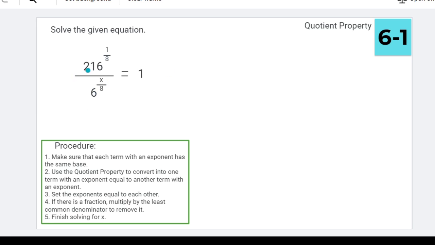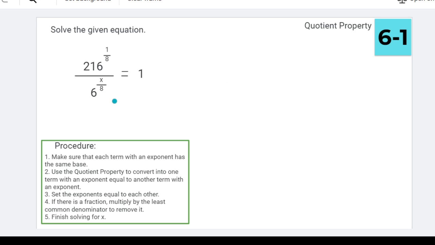Alright, notice that we have expressions that are raised to an exponent equal to 1. So our first step in our procedure is to make sure that each term with an exponent has the same base. Alright, the base is this larger number here that's going to be raised to an exponent. So what I'm noticing here is that I have a base of 6 here. So I probably need to change the 216 to a different base because 6 doesn't really break down any further.